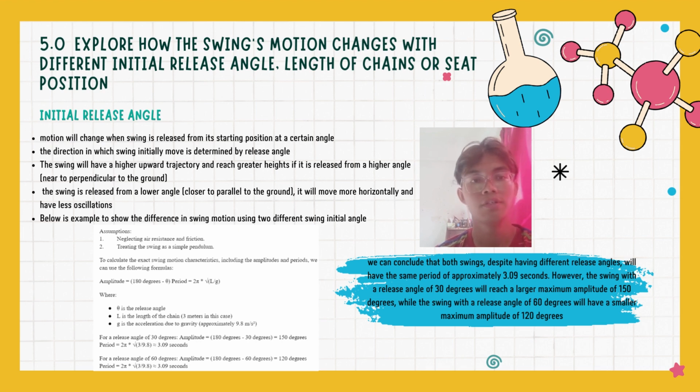Both swings, despite having different release angles, have the same period of approximately 3.09 seconds. However, the swing with a release angle of 30 degrees will reach a larger maximum amplitude of 150 degrees, while the swing with a release angle of 60 degrees will have a smaller maximum amplitude of 120 degrees.